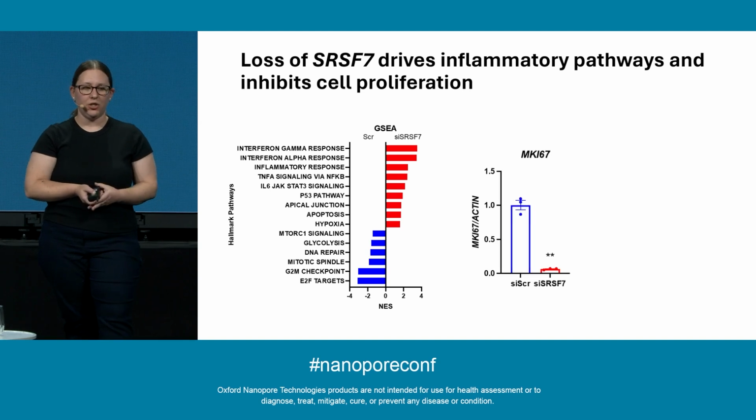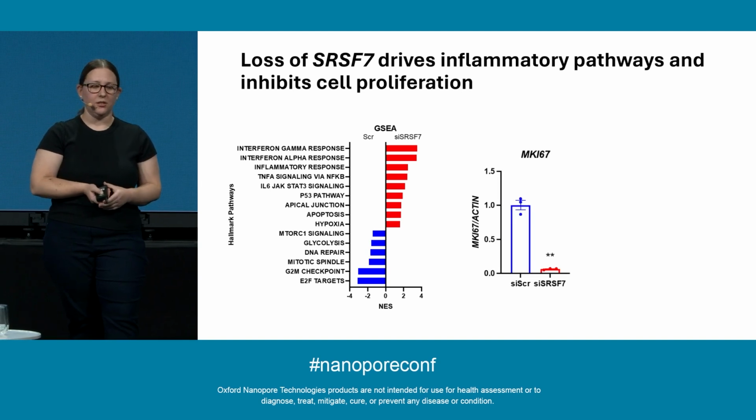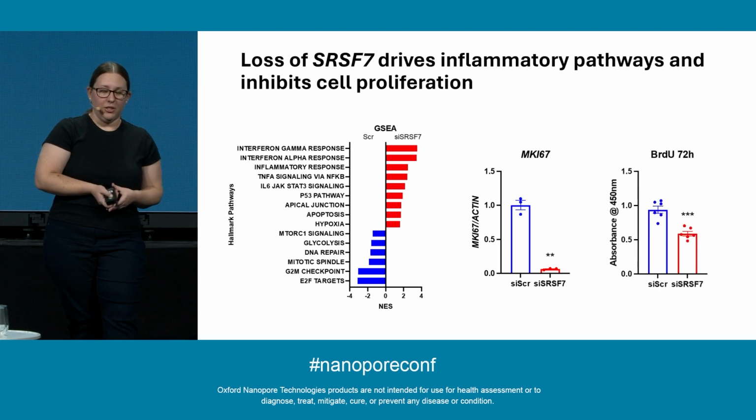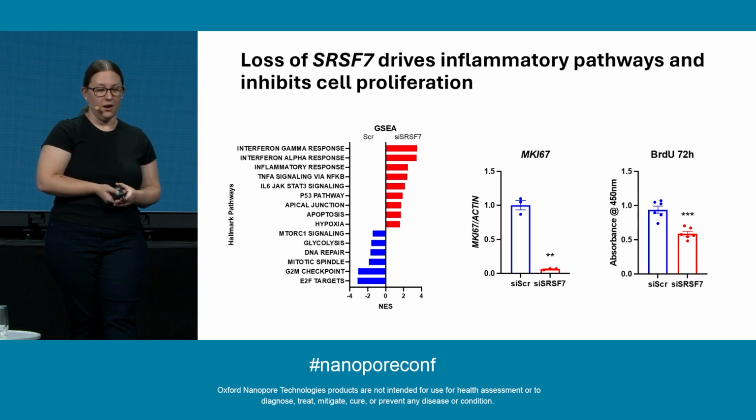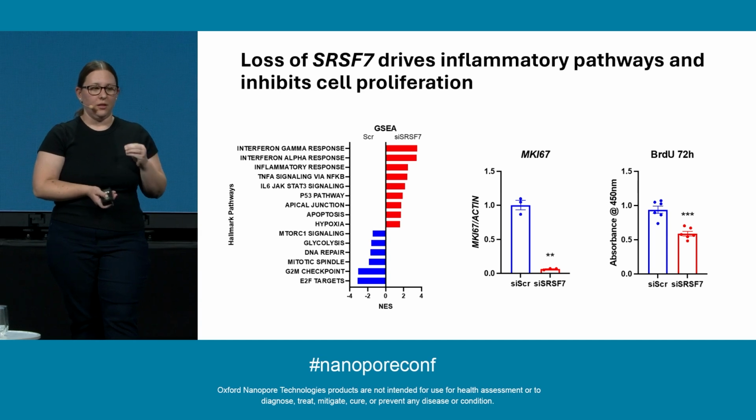So we did measure MKI67 expression and saw that this was indeed markedly reduced, and also did BrdU incorporation to look at the cell proliferation again and saw that this was also lower with SRSF7 knockdown. So not only does this factor, at least when it's present, seem to help keep an anti-inflammatory environment as well as maintain proliferation, since when we don't have it, we have inflammation and a decrease in proliferation.